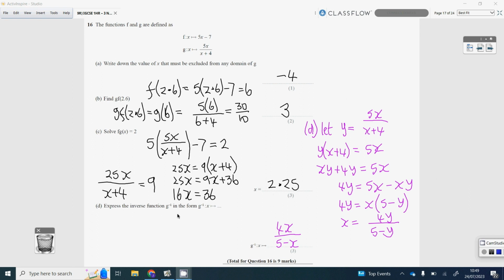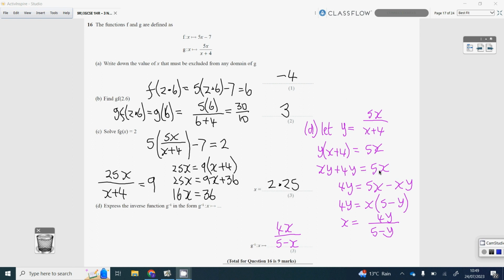Part D. Now we're being asked to work out the inverse function for g. So we need to change the subject for the g function. So we choose to let y equal 5x over x plus 4, and we're just going to go through the algebraic process to change the subject. So we want to go from y equaling something to x equaling something. So start off by undoing the dividing by x plus 4, so multiply both sides by x plus 4. So just processing that bracket, I get xy plus 4y equaling 5x.